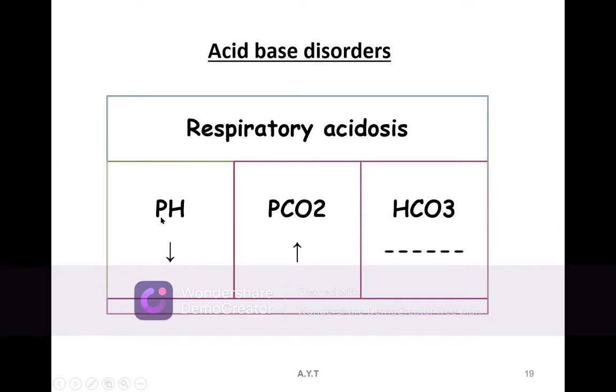In acid-base disorders, if the pH is lower, it means acidosis. Normal is 7.35 to 7.45. PCO2 normal is about 30 to 45. If it is higher, it means retention, because carbonic acid is formed. Bicarbonate is normal. It means that the pH is lower, it is respiratory acidosis. Bicarbonate is normal, only the retention of carbon dioxide is causing the respiratory acidosis.